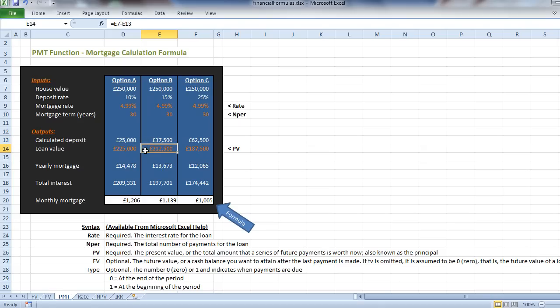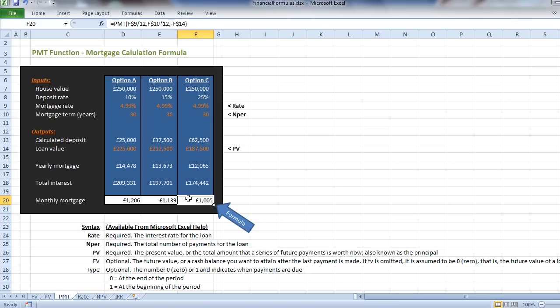£37,500 down, and therefore I'm borrowing less, my repayments are going to be £1,139 a month. And if I put down a 25% deposit, I'm going to be borrowing even less, almost on the nose £1,000. Okay, so what is more beneficial for me?